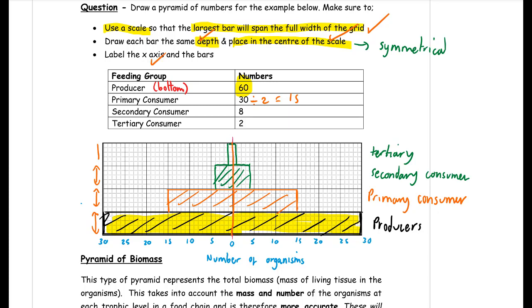Have we labelled the x-axes? Have we labelled the bars? Yes. So that's our pyramid of numbers done.